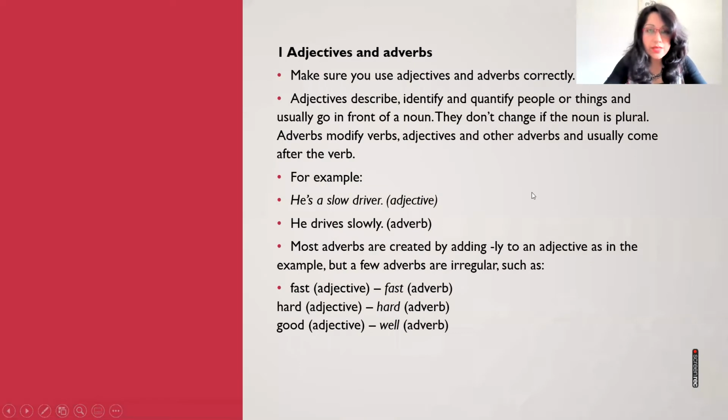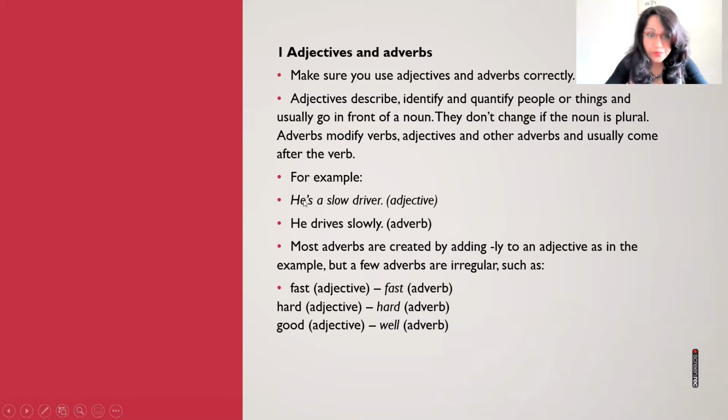Okay, so the first thing is adjectives and adverbs. Guys, when you're using your adjectives and adverbs, make sure that you use them correctly, all right? What are adjectives? Adjectives describe, identify, and quantify people or things and usually go in front of a noun, okay? They don't change if the noun is plural. And adverbs modify verbs, adjectives, and other adverbs and usually come after the verb.